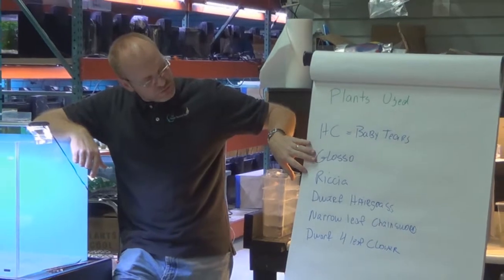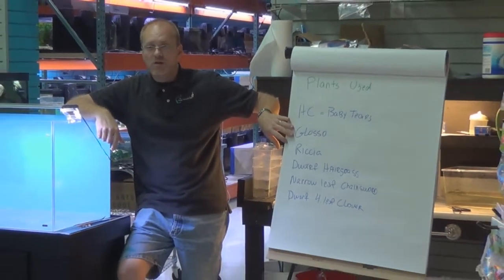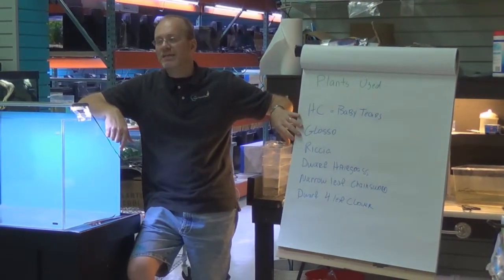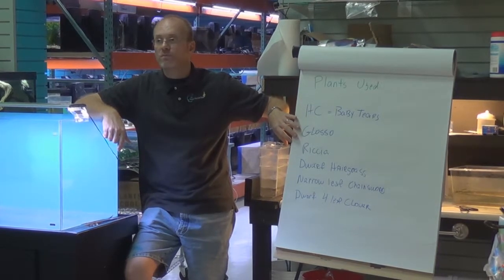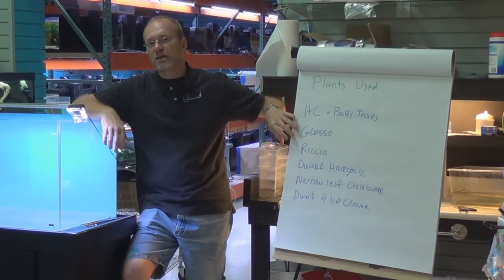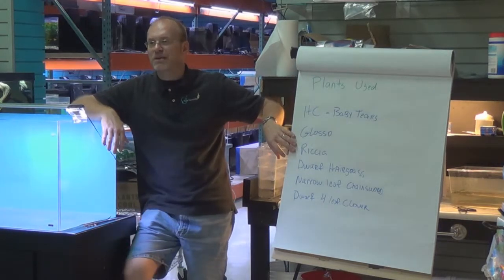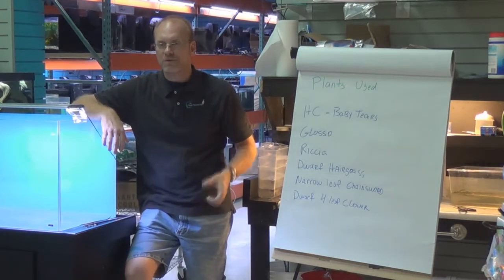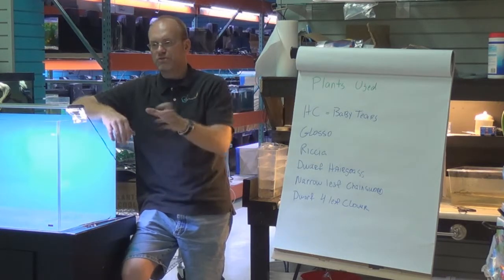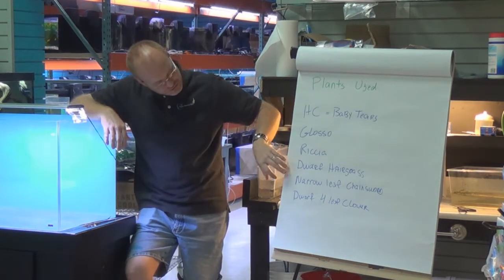We're going to use Glosso, which is an easier to grow plant. Glosso with moderate lighting, even without CO2, will grow if you add something like Excel or a carbon source. Brickia, which is that moss that everybody has to deal with, always floating up to the top. We're going to put a little spot of it, and that'll be to showcase the ceramic piece.